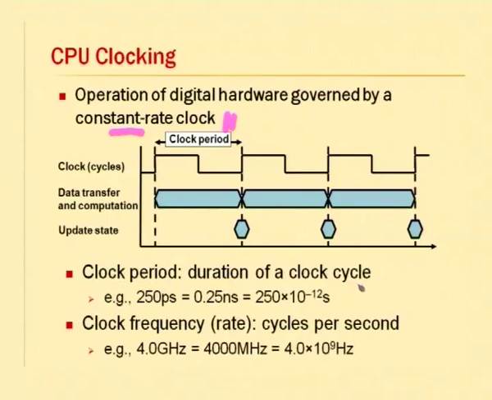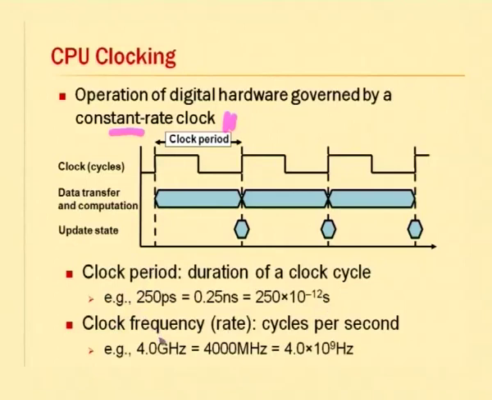It is the duration of a clock cycle. For example, if I say that the duration of a clock cycle is 250 picoseconds, 250 picoseconds is about 0.25 nanoseconds. Pico is 10 to the power of minus 12, so it's 250 times 10 to the power of minus 12 seconds.